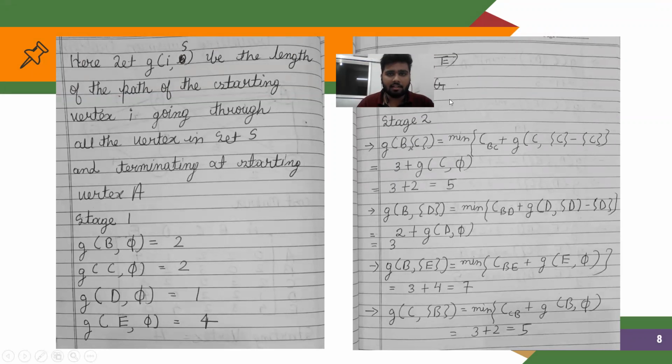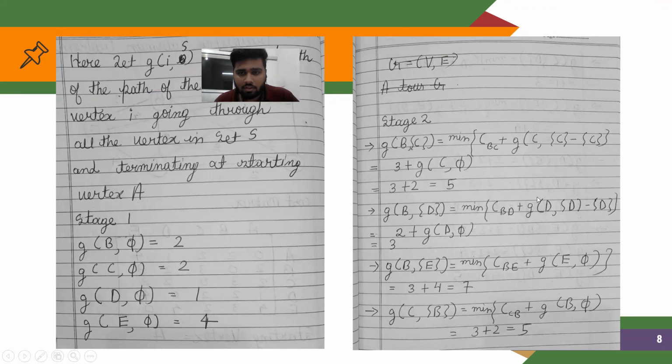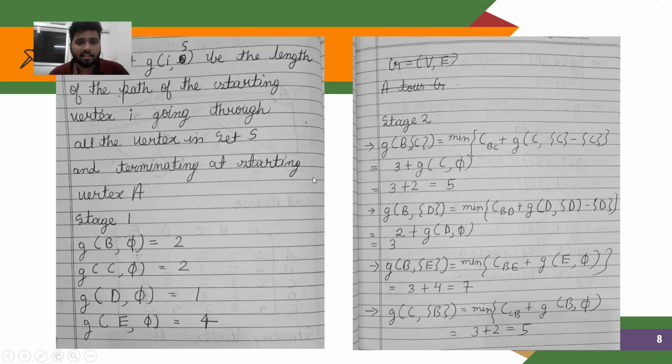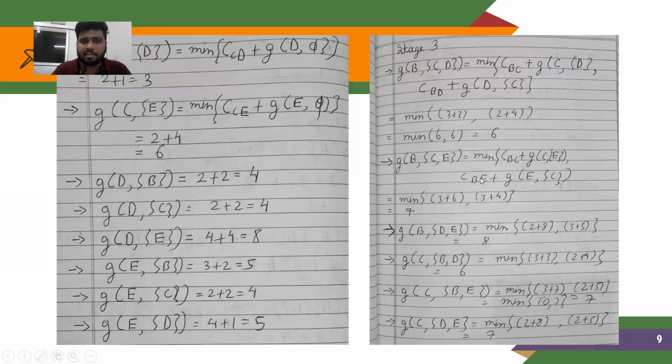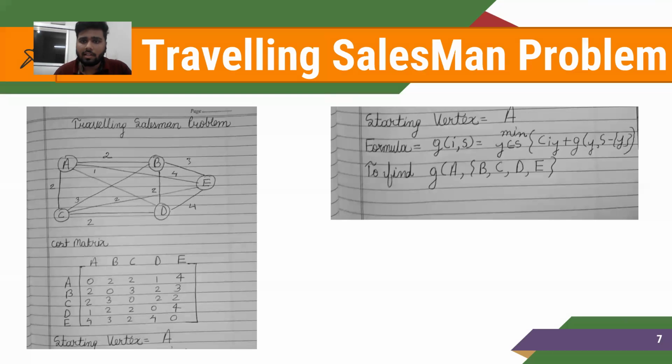So I think you understand how I have used this possible combination like GBC, GBD, GBE, GCB, and so on. Next, I'm going to explain how this value has come. Now I have applied the formula which I have written on the first page. Yes, now I am using this formula.